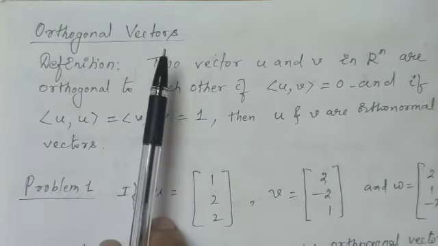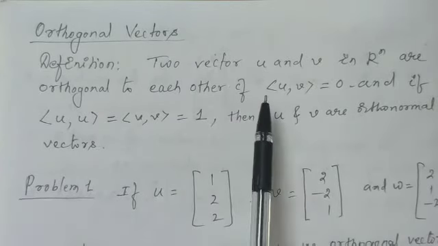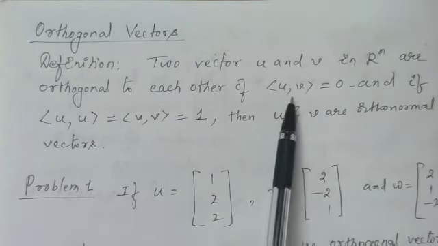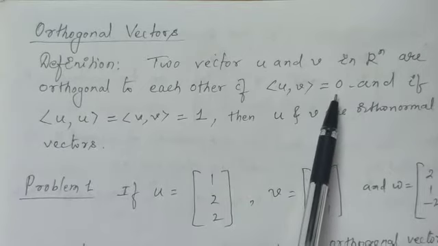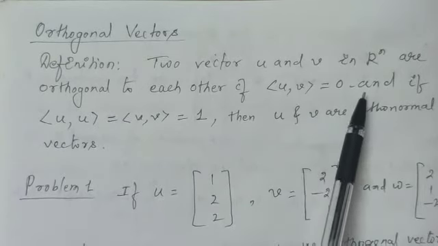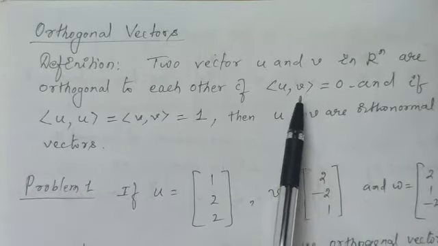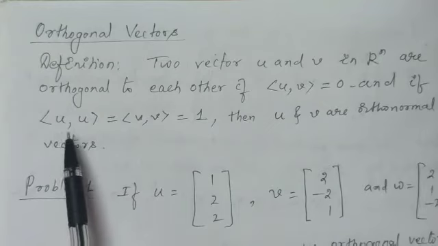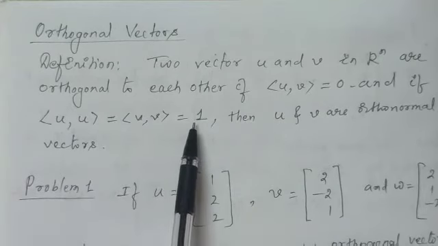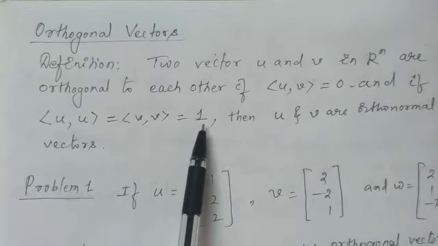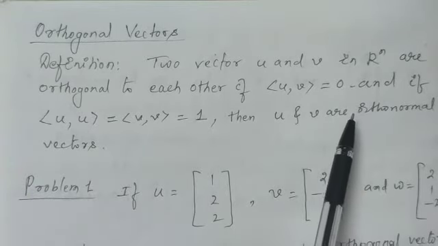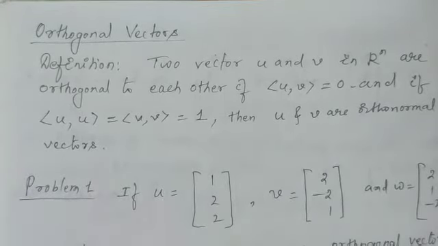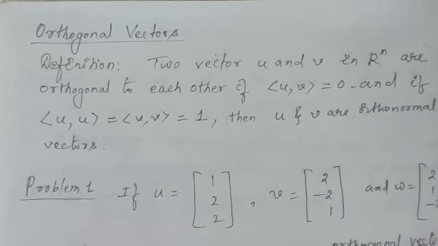Orthogonal vectors. Two vectors are said to be orthogonal if their inner product or dot product is 0. If the dot product is 0, then they are perpendicular to each other, they are orthogonal. So if I include this condition along with this condition, that means the inner product of u comma u and v comma v is equal to 1, that means the length of the vectors is equal to 1, then those vectors are known as orthonormal vectors.